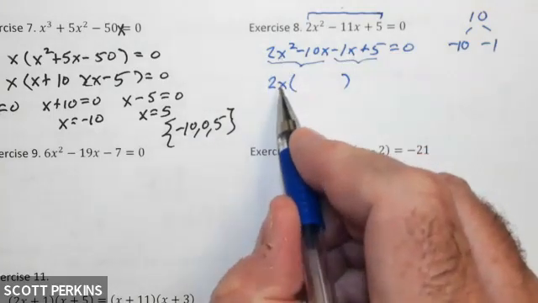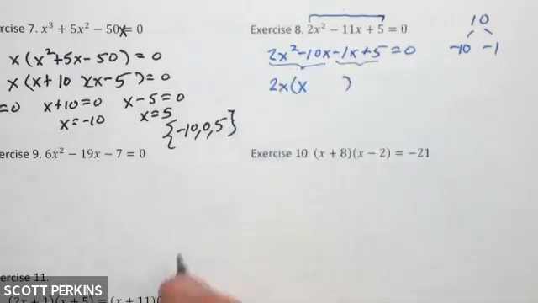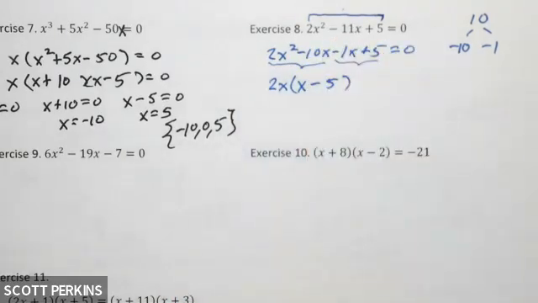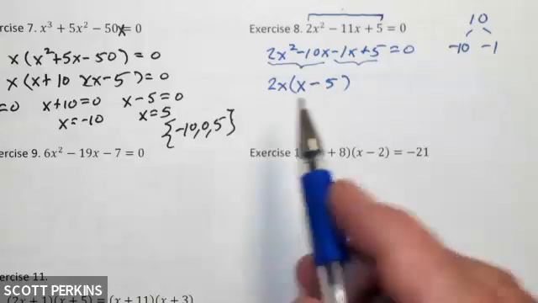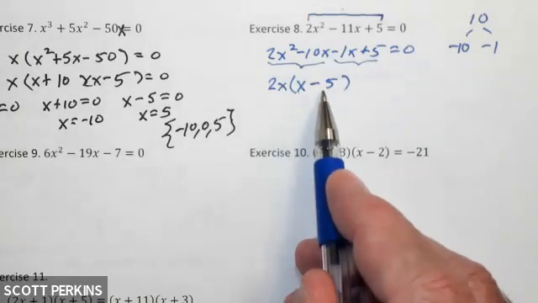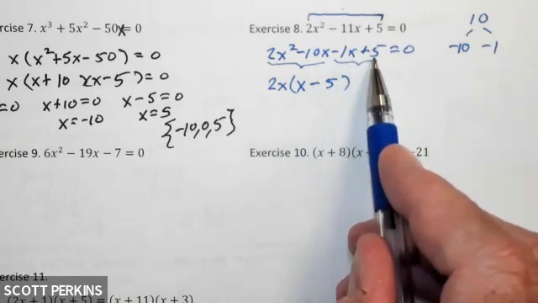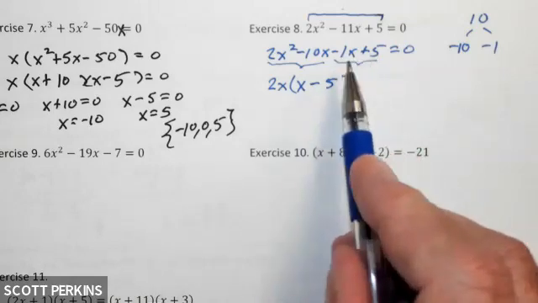2x squared, when I factor out the 2x, leaves me x. Negative 10x, when I factor out the 2x, leaves me negative 5. Now, again, I have a lot of purpose with these problems. I'm trying to help you review for the test. One of the things when we talked about factoring by grouping was having an awareness of the signs. Notice I have a positive x and a negative 5. In the next 2 terms that I've grouped, I've got a negative x and a positive 5. The signs are exactly opposite.